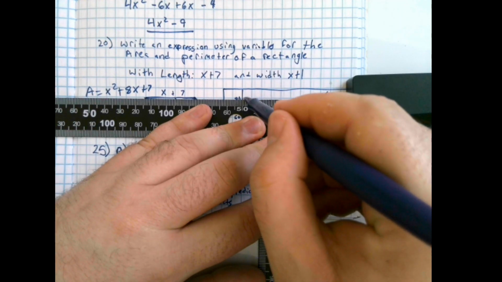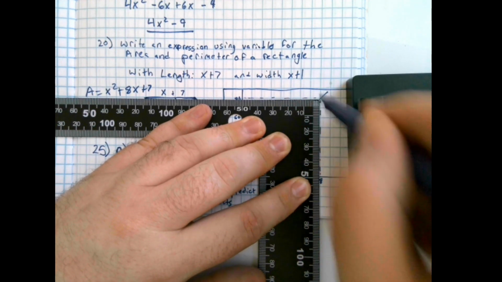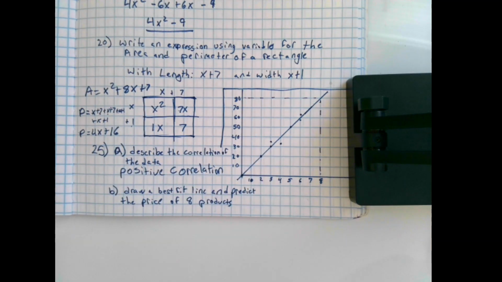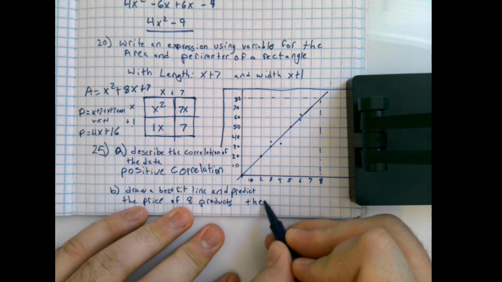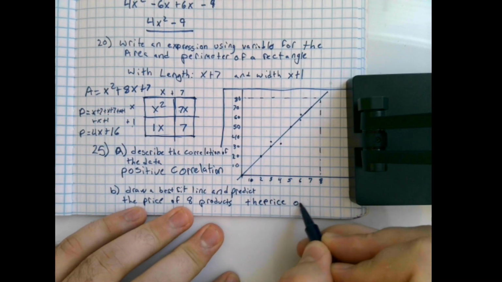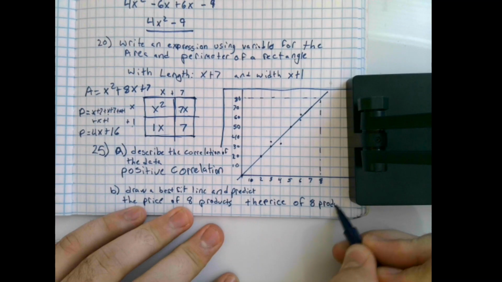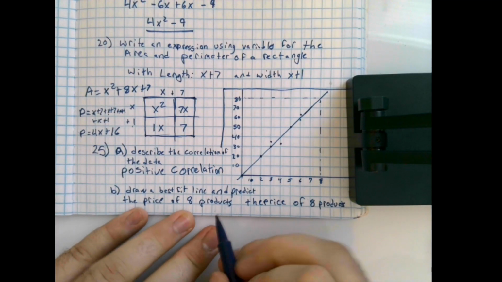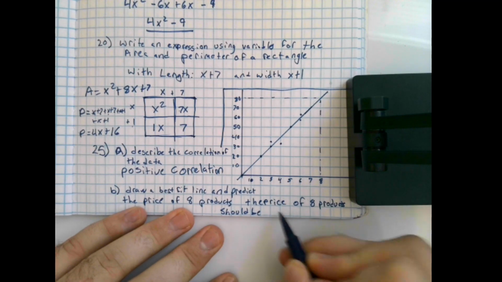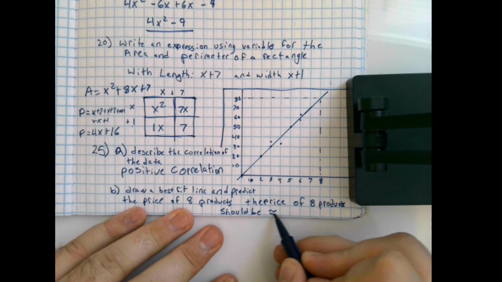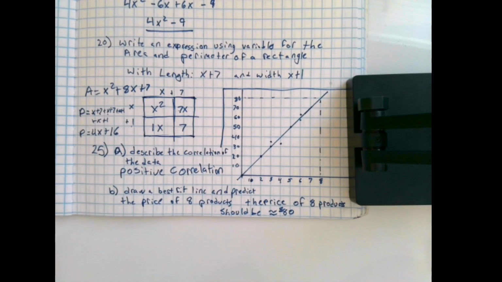I'm going to say that at 8, the price is 80. So the price of 8 products should be about $80.